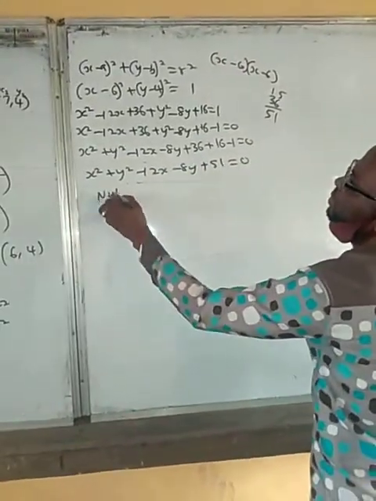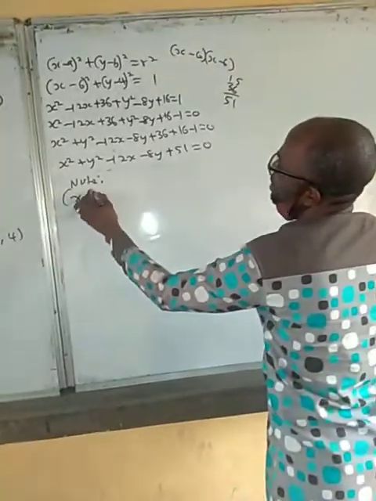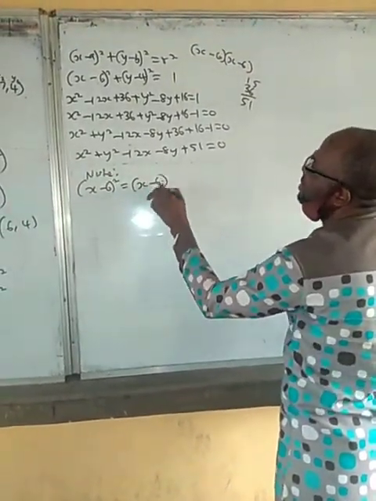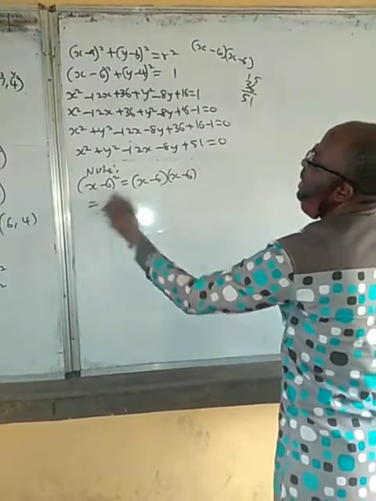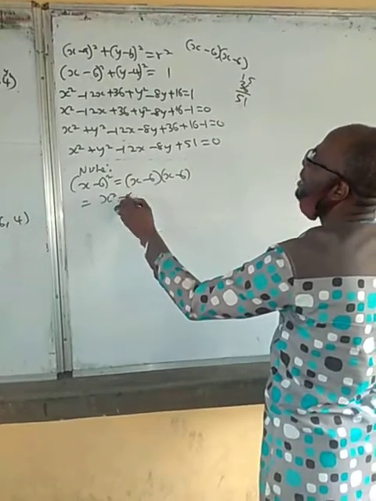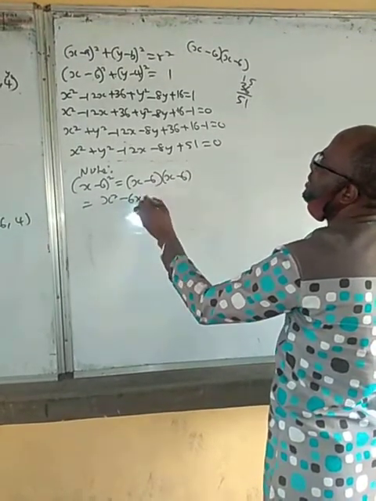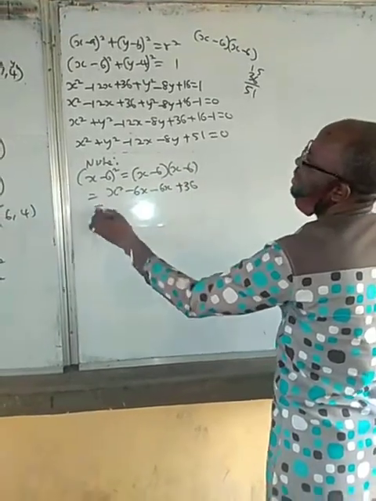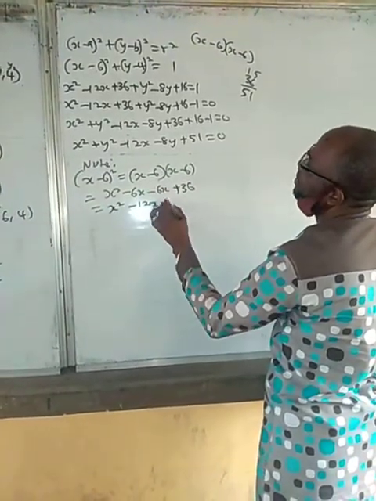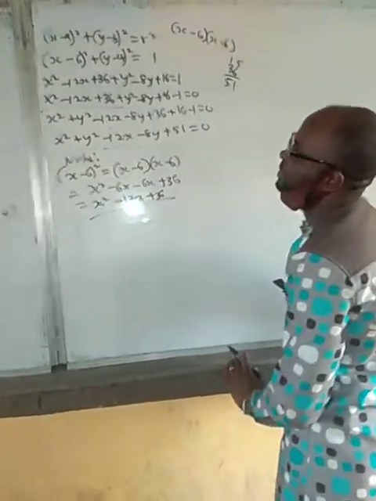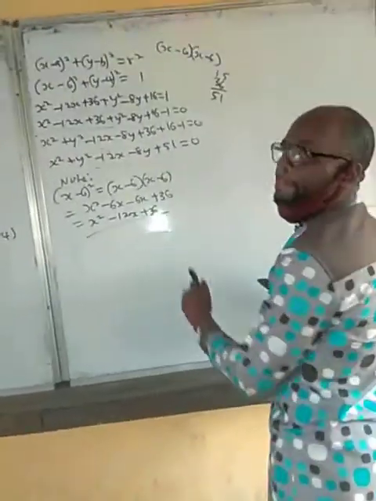Now note, x minus 6 squared, if you don't know the logical way, you write it twice, x minus 6, x minus 6. And x times x is x squared, x times minus 6 is minus 6x, minus 6 times x is minus 6x, minus 6 times minus 6 is plus 36. So x squared minus 12x plus 36. When you look at this, you see we have the same result. That is that. So, questions.